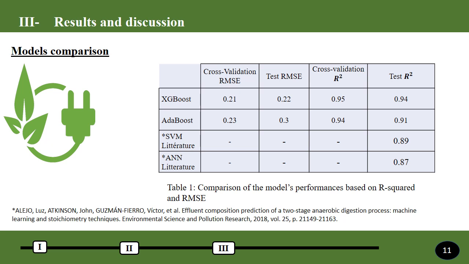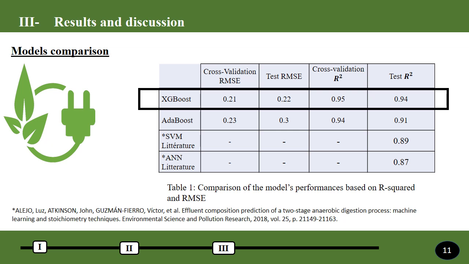After defining the optimized models, we applied them to predict the total ammonia nitrogen concentration, and the accuracy obtained was summarized in this table. The test data results confirmed the cross-validation findings, with the two proposed models achieving considerable R squared, with XGBoost having the highest one with the value of 0.94 and the minimum root mean square error equal to 0.22, compared to AdaBoost, which showed good accuracy of 91% and an error of 0.3, which is higher compared to the error obtained by XGBoost.